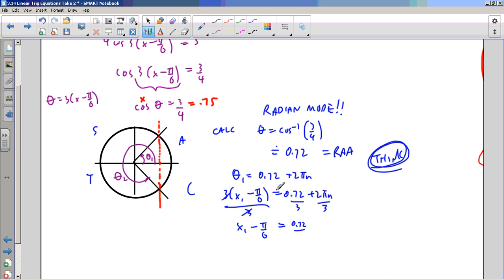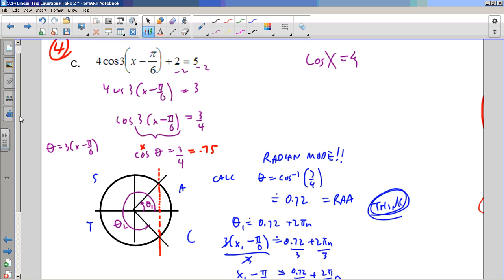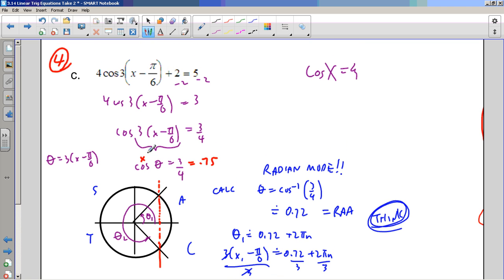This is not an exact answer, right? These are all calculator answers. What is this? What's going on here? What this is saying is the copies of my solutions don't happen every spin anymore. They happen every 2 pi over 3. That means they happen more often.